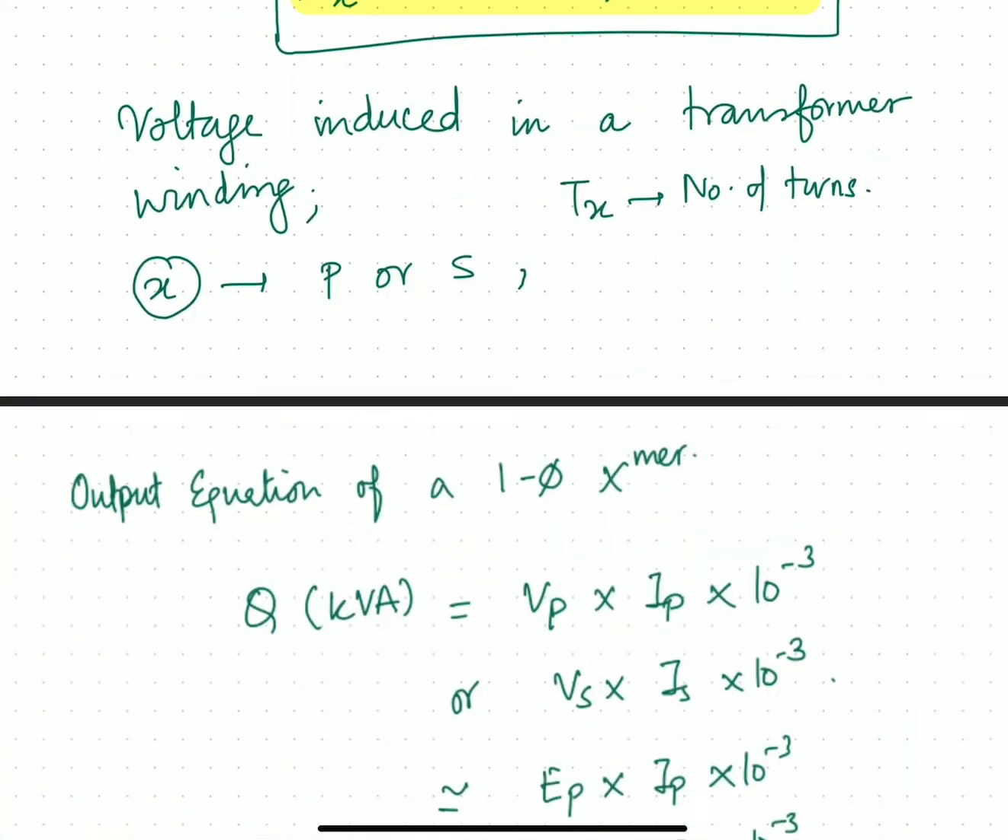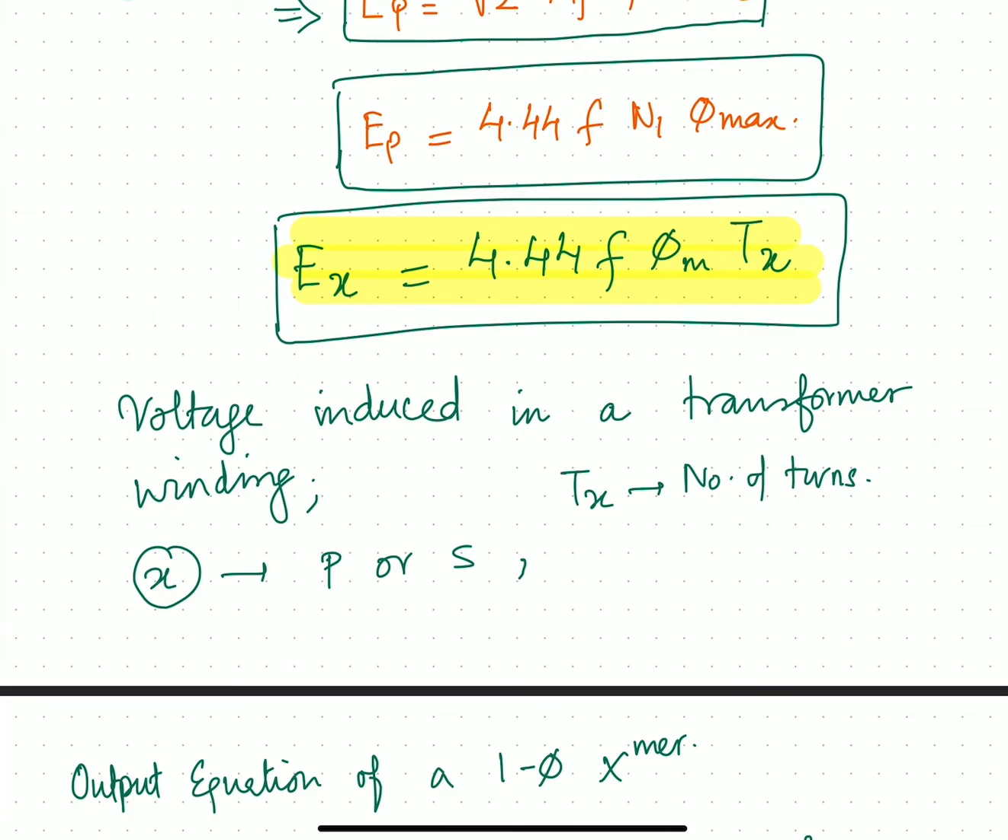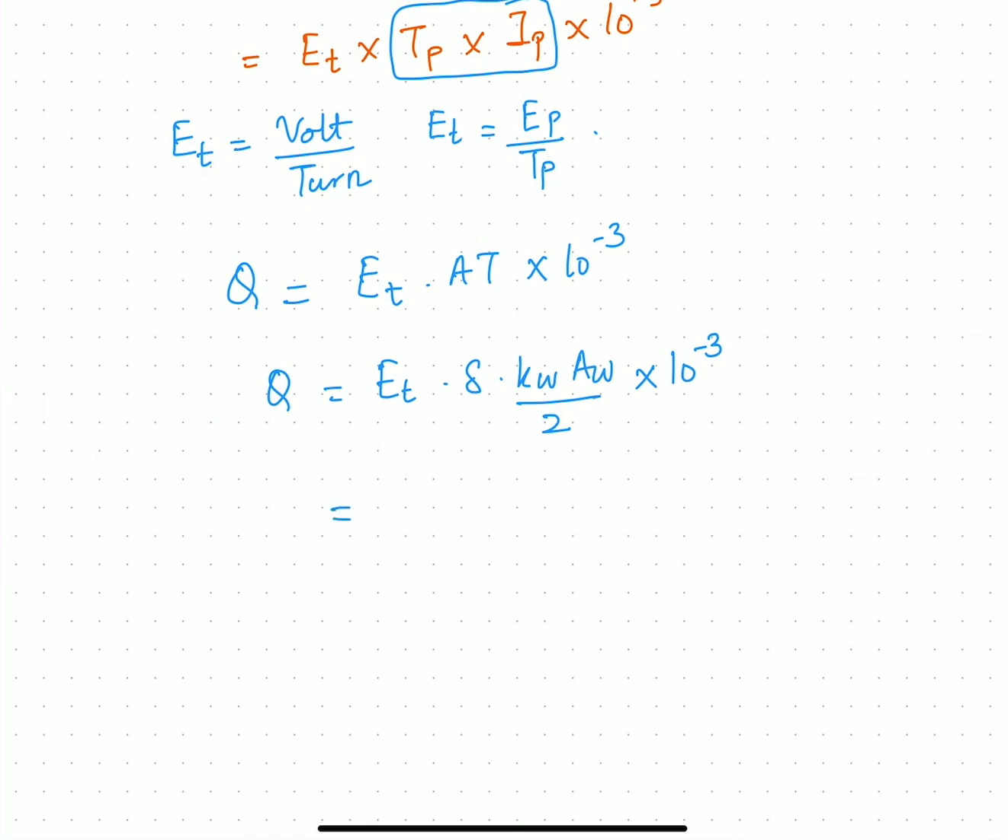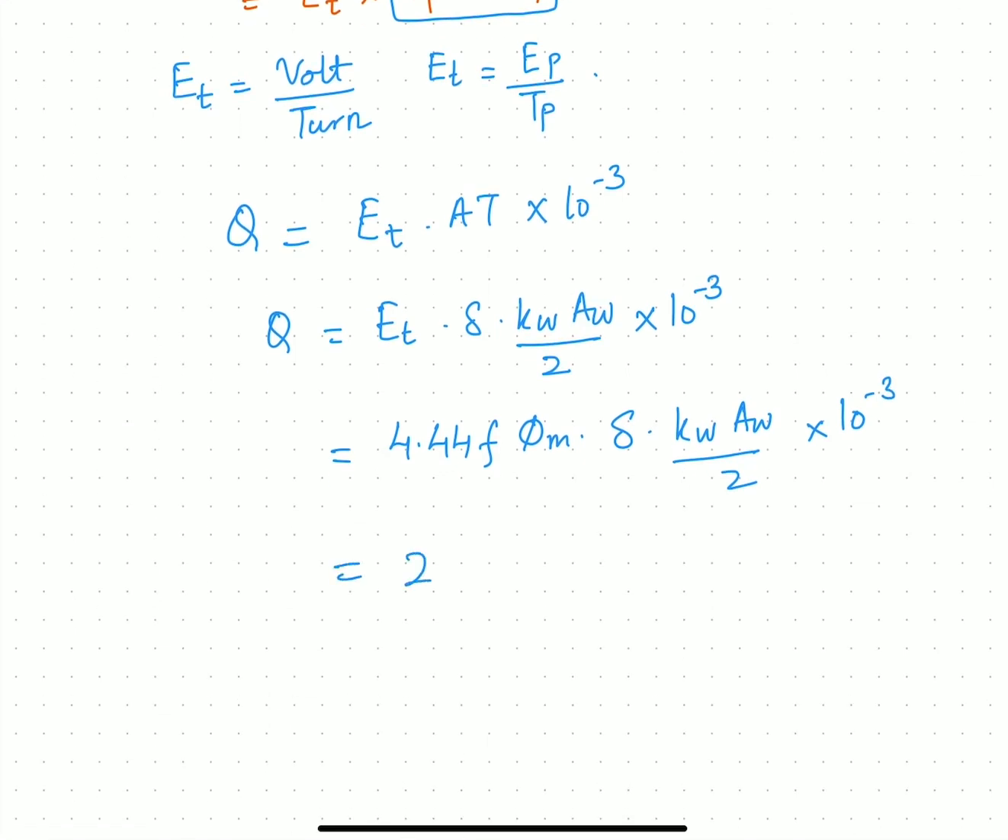So we will use these values. We say that ET is equal to 4.44 F phi m. Then we write delta kW AW by 2 into 10 to the power minus 3. So this leaves us with this equation, 2.22 F phi m delta kW AW into 10 to the power minus 3, which is the Q, or the output of the transformer in kVA.